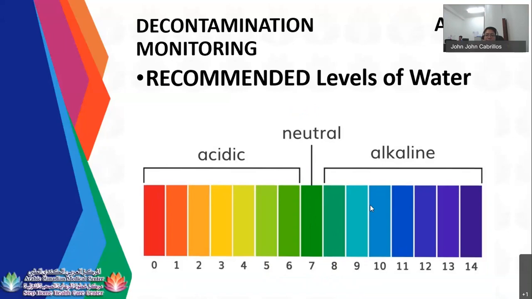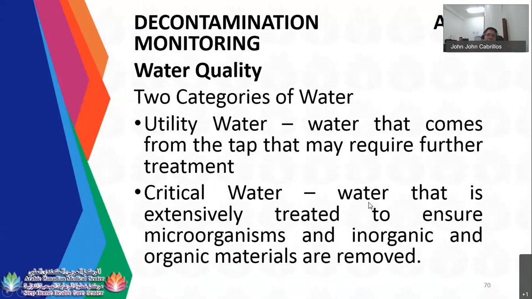So two categories of water, utility water comes from the tap. So they are calling it as tap water, but for free rinsing, because utility water is actually not ideal for free rinsing, it should be deionized water. For critical water, it should be pure water, distilled water, and deionized water. So water that is sensibly treated to ensure microorganisms and inorganic and organic materials are removed, including bacteria.